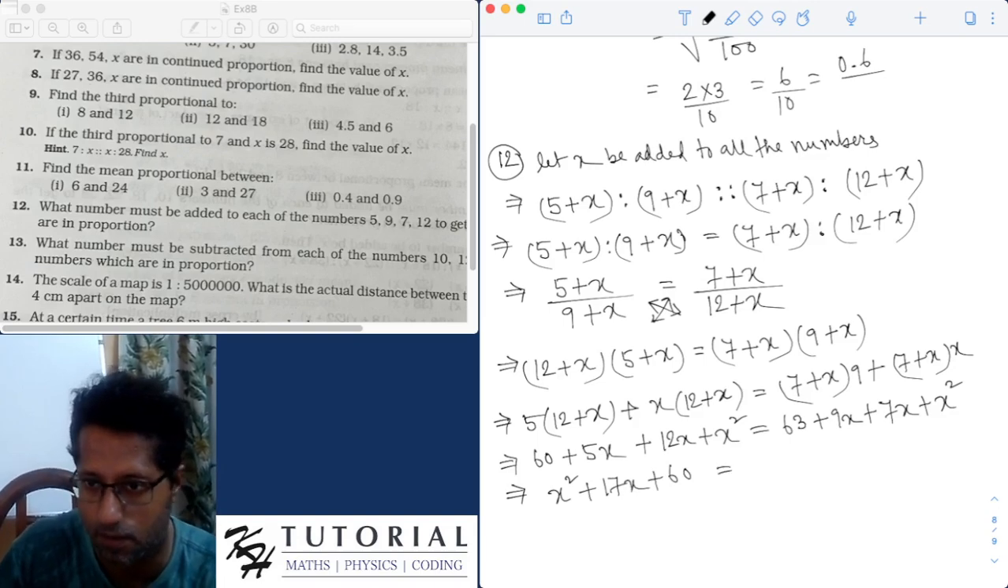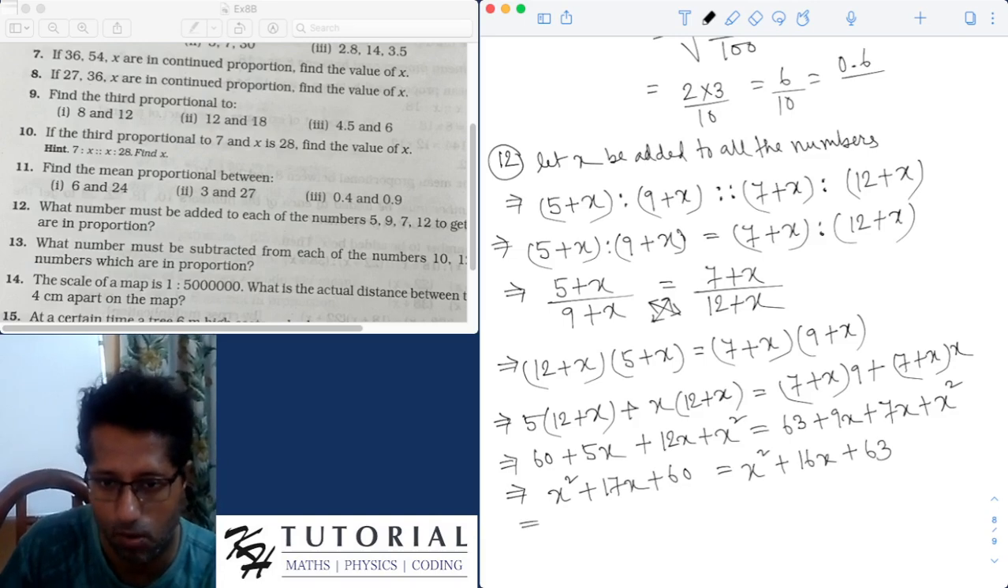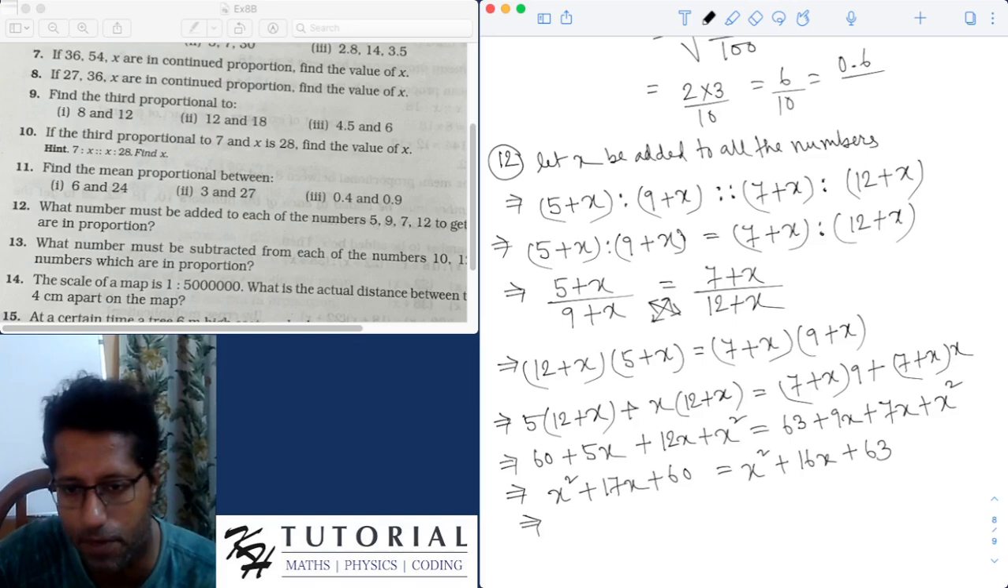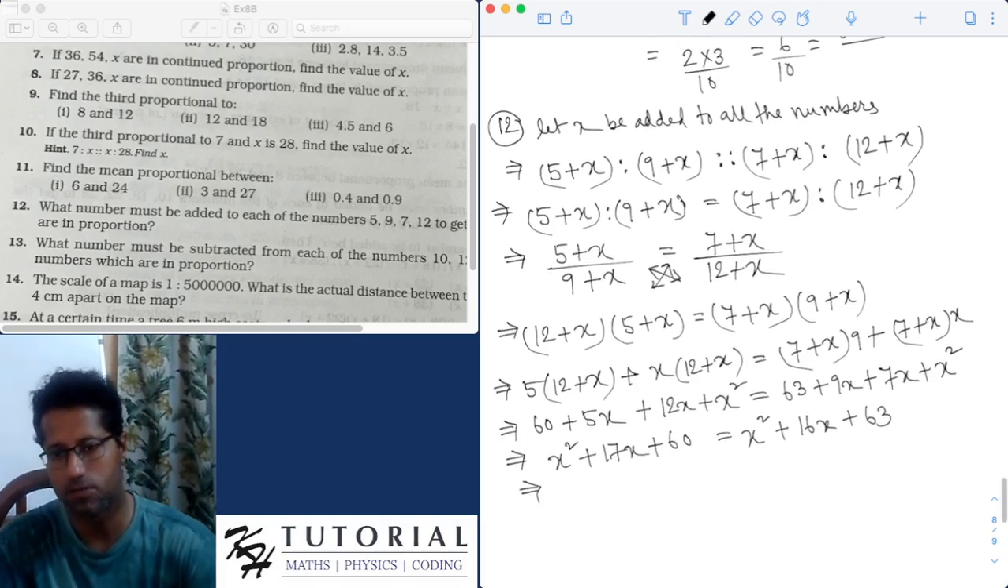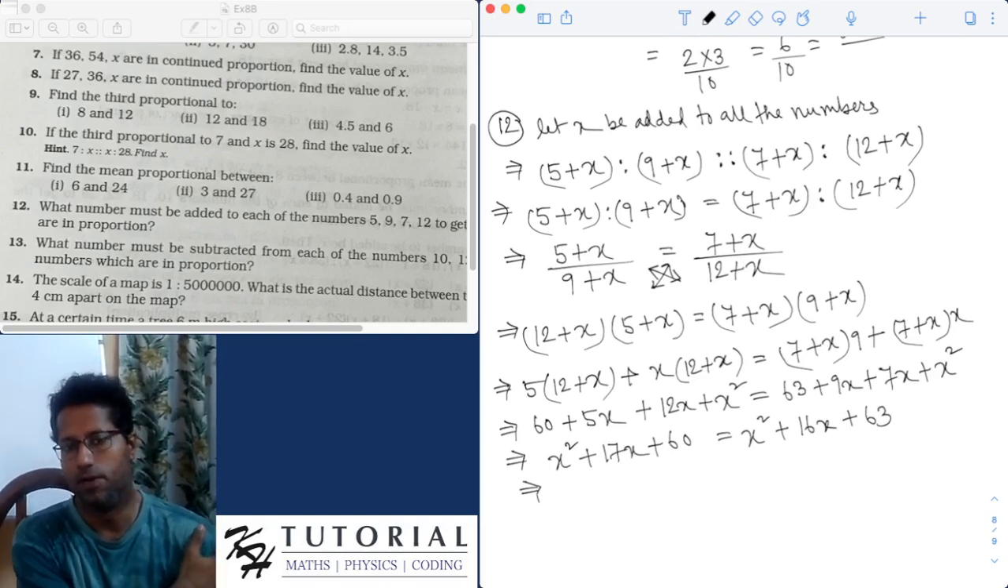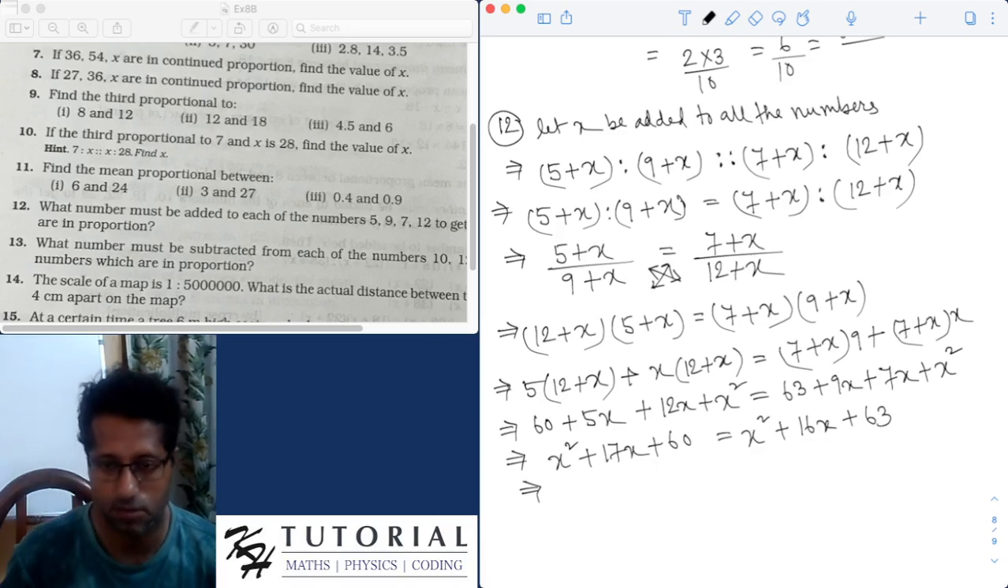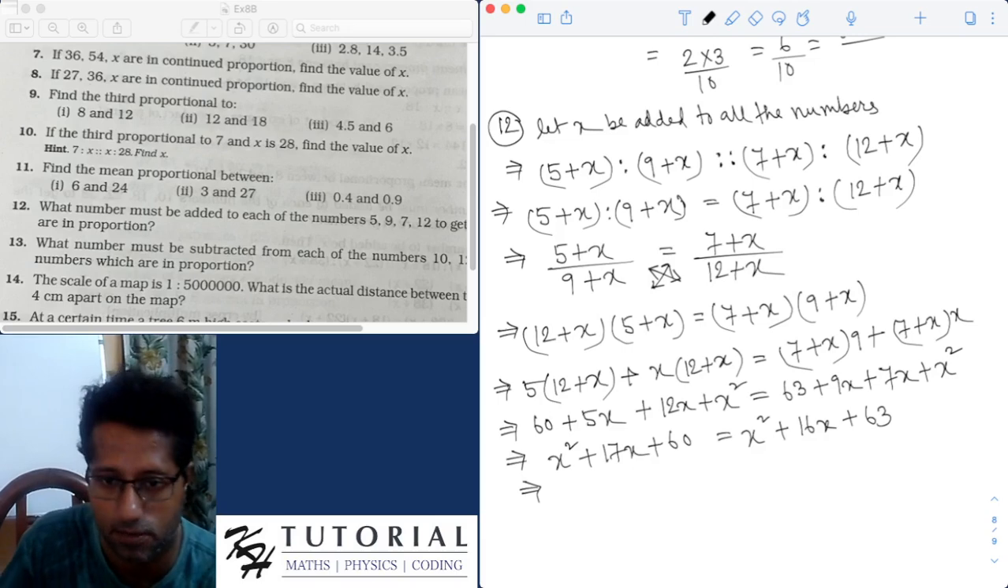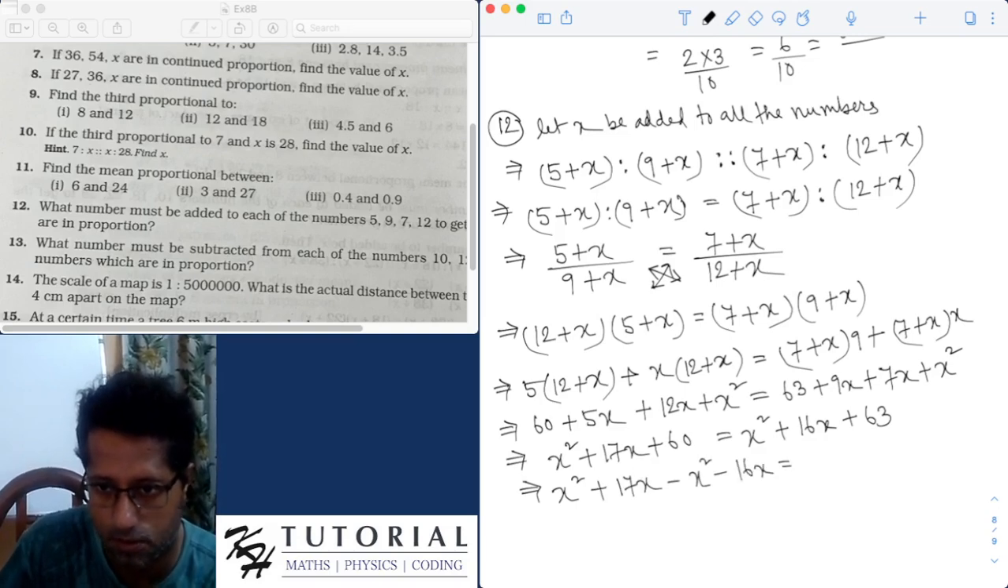Similarly, the right hand side becomes x square plus 16x plus 63. Now I will bring all the variable terms. We are solving for x, so we have to find x. We will bring all the variable terms, that is terms containing x, to the left hand side and all the constant terms to the right hand side, and this becomes x square plus 17x minus x square minus 16x equals 63 minus 60.